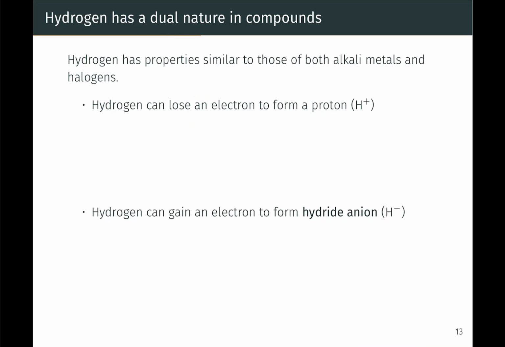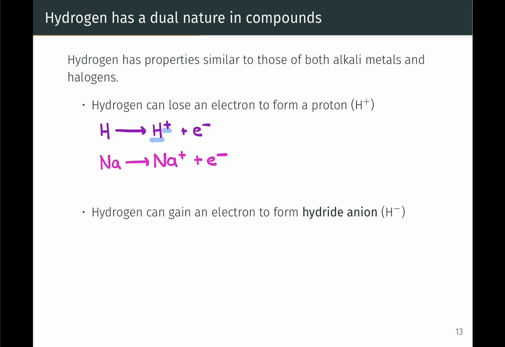Now, from a chemical point of view, hydrogen has properties similar to both the alkali metals in group 1 and the halogens in group 17. And on some periodic tables, you'll actually see hydrogen written in both places to reflect this sort of dual nature of the element. If we think about it, the hydrogen atom can lose an electron to form a proton, H+. H+ is just a proton, since if we remove the one electron from H, we're left with only a proton in the nucleus. This is reminiscent of the oxidation reactions of the alkali metals. For example, when sodium metal undergoes oxidation, it forms Na+ and loses one electron. Hydrogen can do a similar thing to form the proton, H+.